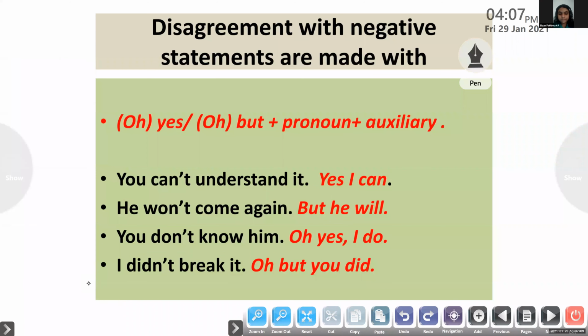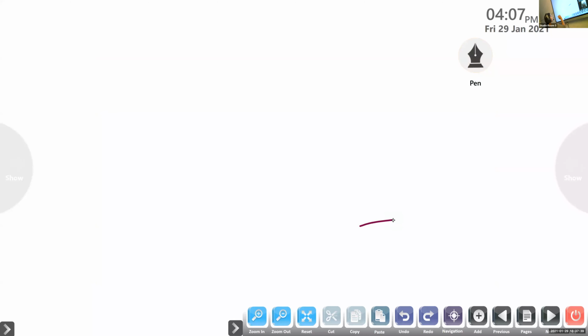Yes. So we are going to see how to set a disagreement with a negative statement. These are made with oh yes or oh but, plus pronoun plus auxiliary. This is with the negative sentence. After the auxiliary verb, you can see the use of n't. Can't, won't. Won't means will plus not. That is why we have got will at the end.